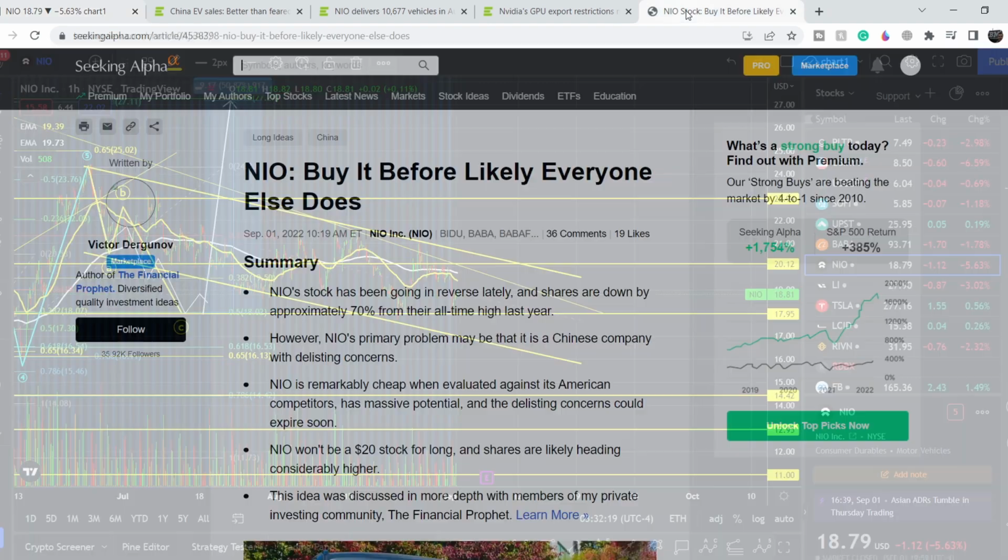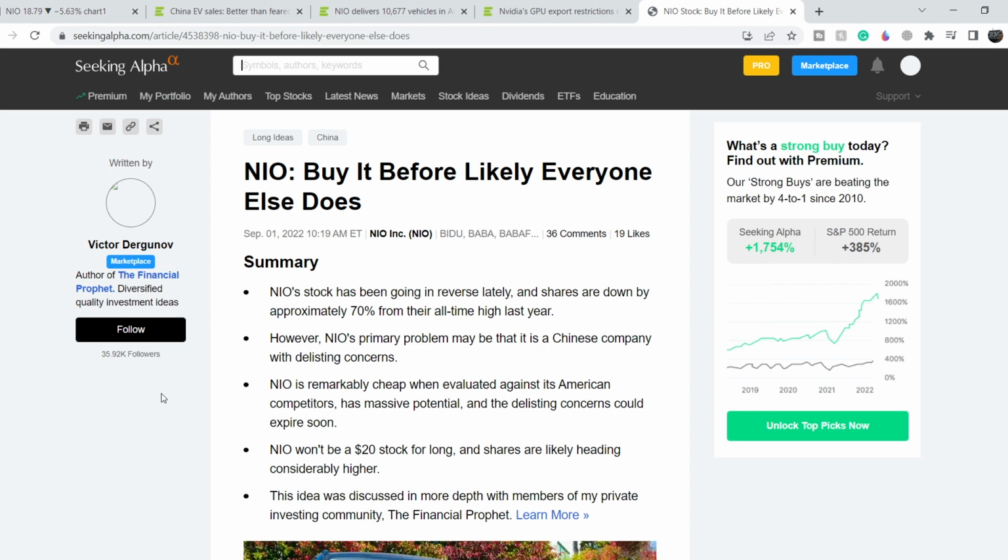And let me show you another article. We are on seekingalpha.com, and this article was published on September the 1st, and it's titled "NIO, buy it before likely everyone else does." And I want to quote you just a summary, and I will put all the links to these articles in the description below, so you can read it by yourself. And the summary is following.